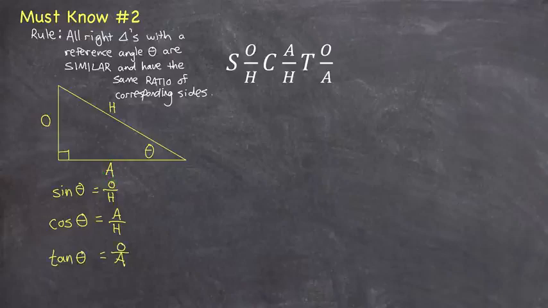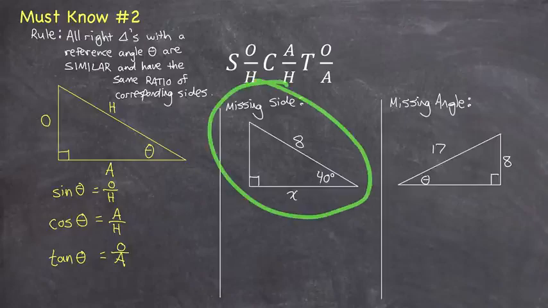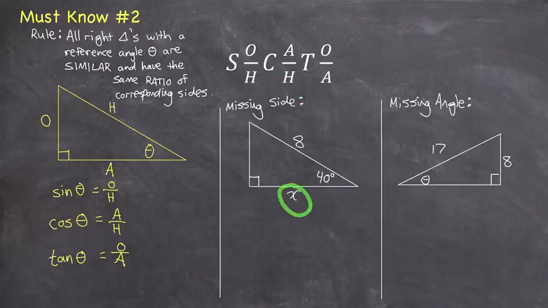Now these primary ratios can be used to find a missing side or a missing angle of a right triangle. Let me show you both examples. Let's look at this first example where we're going to solve for a missing side, x. I notice it's a right triangle with a reference angle of 40.